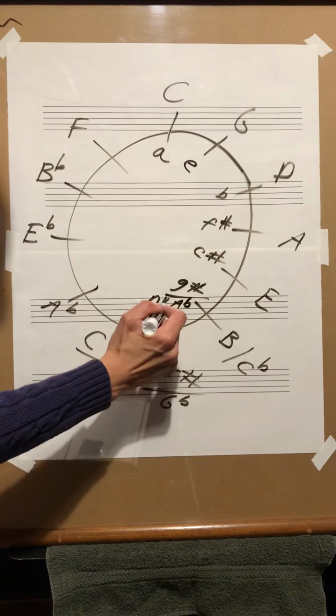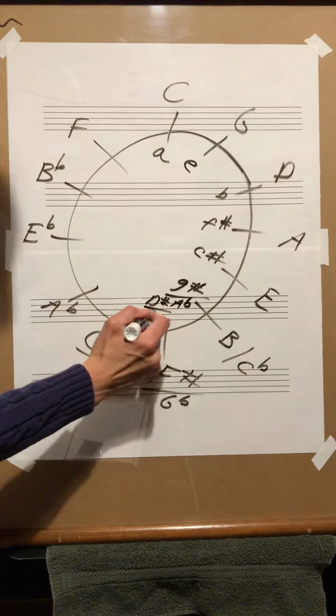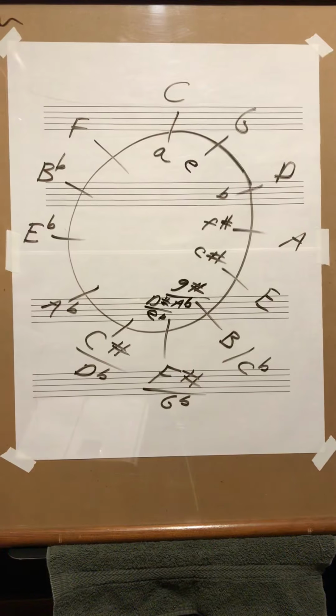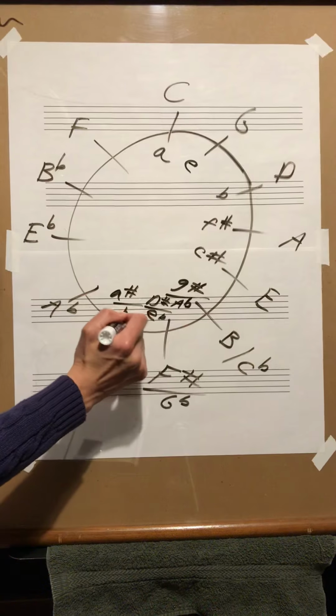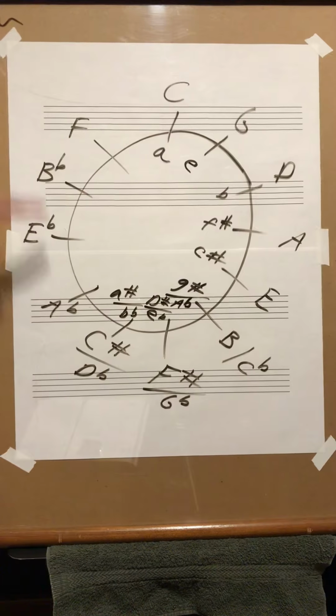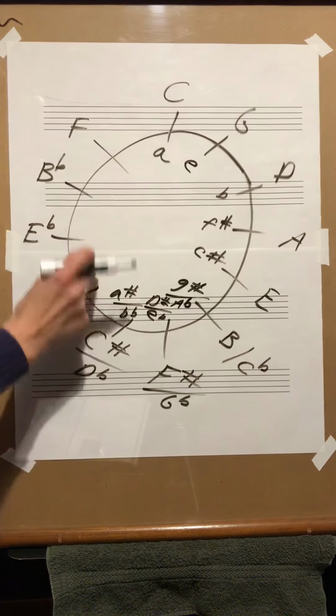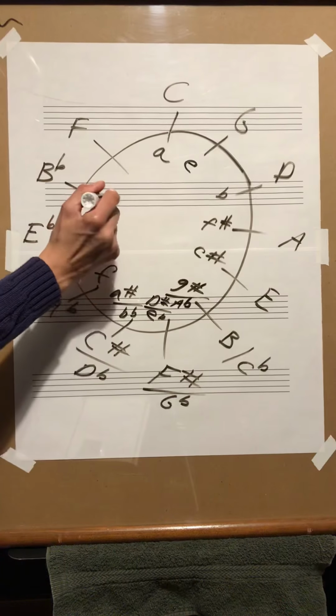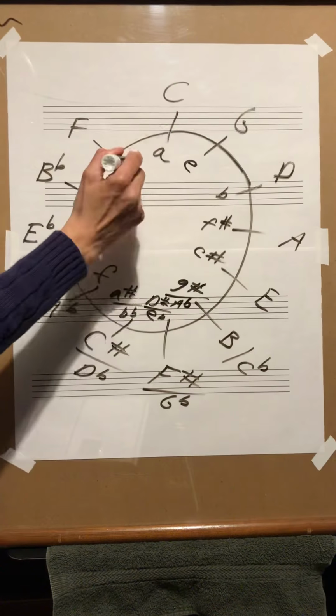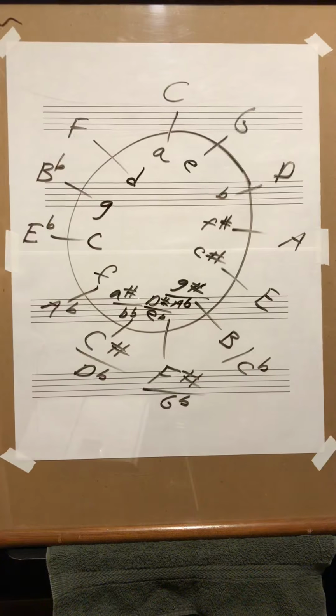So D sharp or B flat minor, A sharp or B flat minor. Keep going, 3 spots away here is F, C, G, and D. So here are our relative minors.